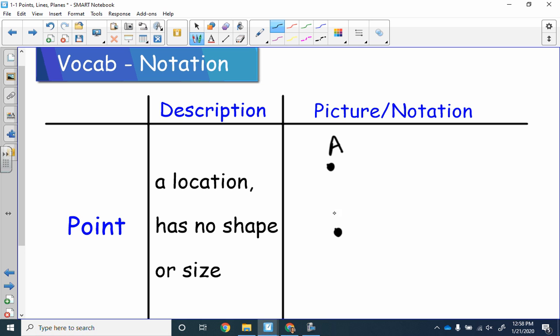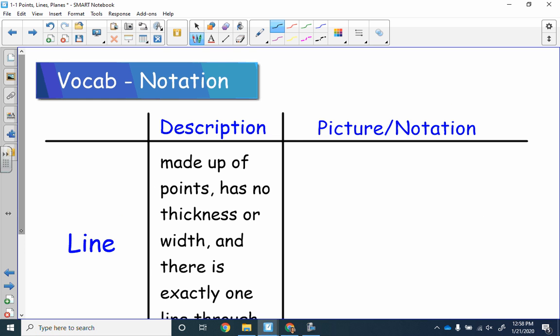So I have point A, point B, and point C. I have those 3 points. We use capital letters for them. Sometimes when it's written out, you will see the word point, so you might see point A, but a lot of times, for reference of a point, they will just use the capital letter A, and that is inferring that it is talking about point A.